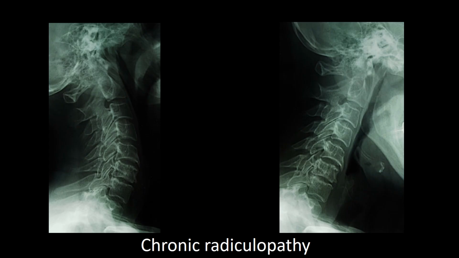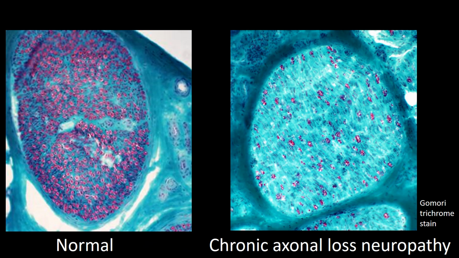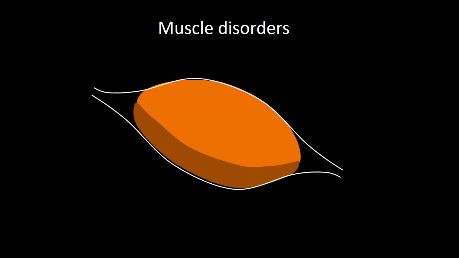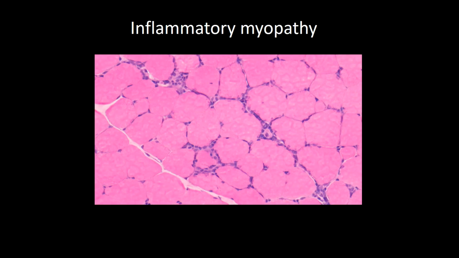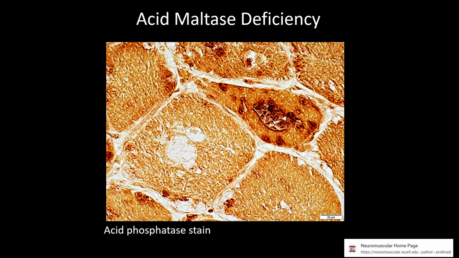Other neurogenic conditions associated with complex repetitive discharges are chronic radiculopathy and chronic axonal loss neuropathy. Compare the colorful normal nerve with the paucity of color in the abnormal nerve. Muscle disorders associated with complex repetitive discharges are: 1. Inflammatory myopathies such as polymyositis, characterized by endomysial inflammatory infiltrate, invasion by inflammatory cells of relatively healthy muscle fibers, and necrotic muscle fibers. 2. Acid maltase deficiency.